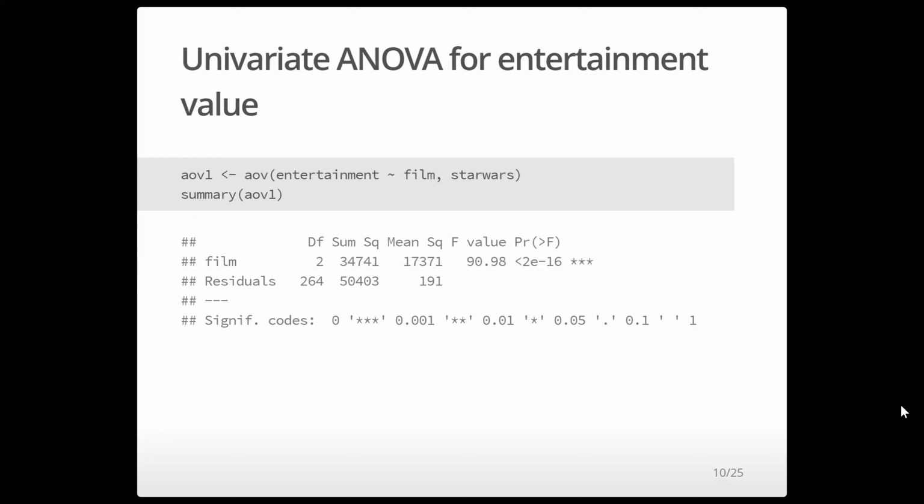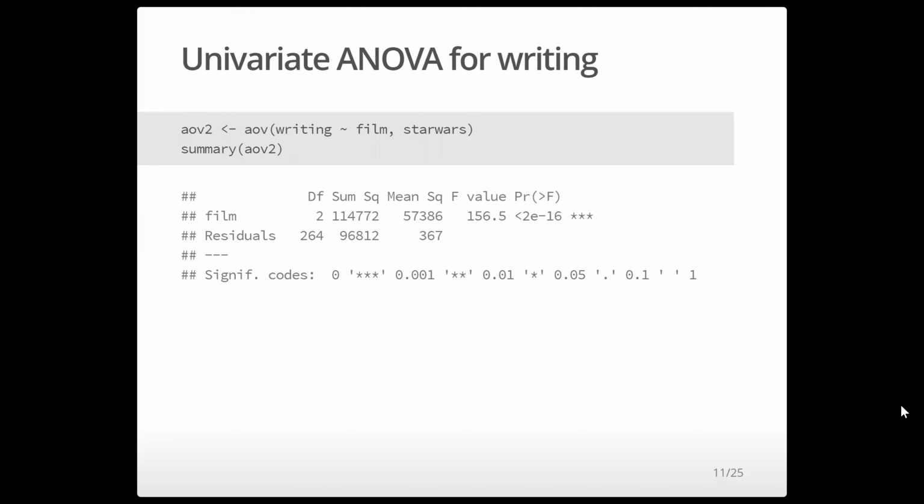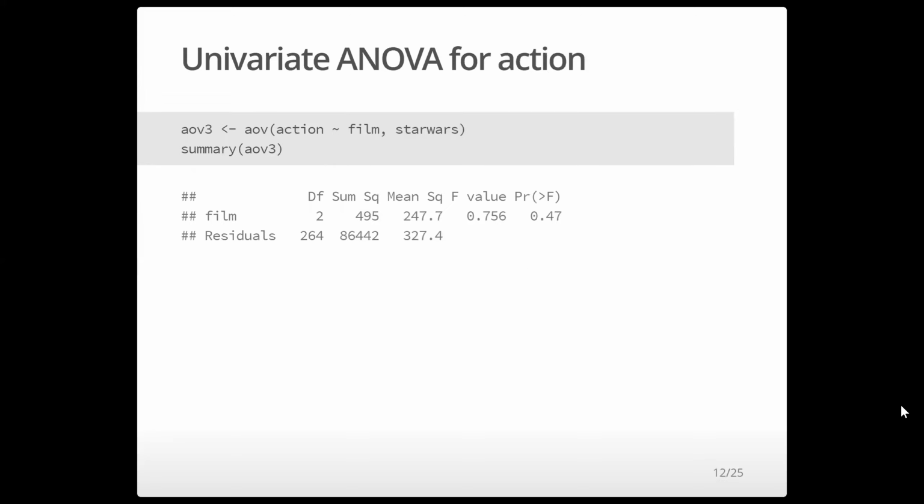So I'm going to do a univariate ANOVA with each individual variable as the outcome. I'm going to do an ANOVA that looks at entertainment across the three groups. Here I find that significant. I'll do one comparing writing across the three groups, or the three films. Again, I find that significant. And then I do one comparing action across the three films, and here we find this is not significant. So people did not significantly differ in their opinions regarding action across the three films.